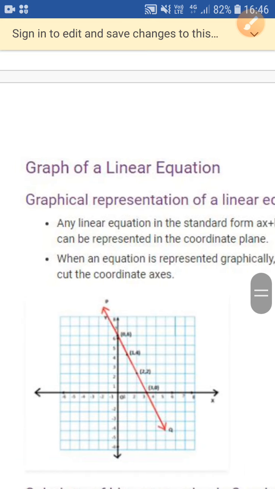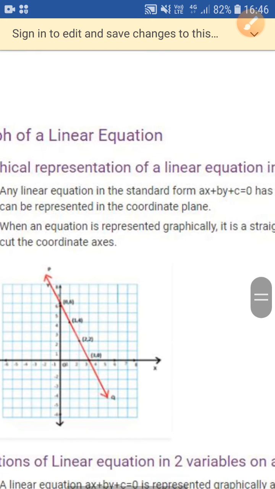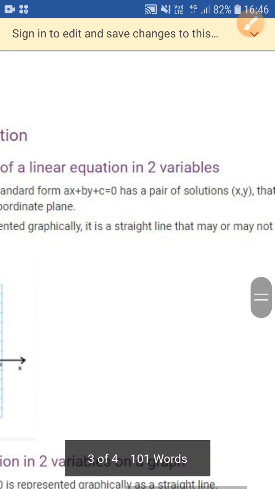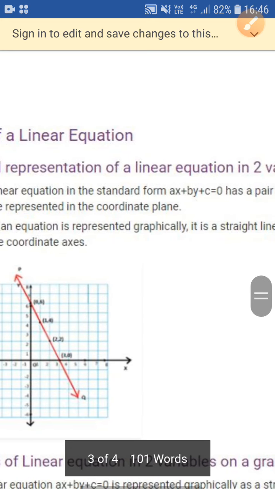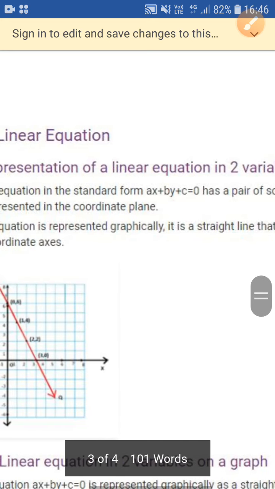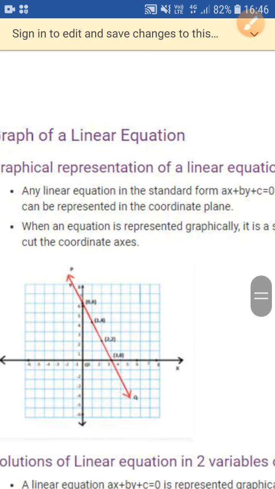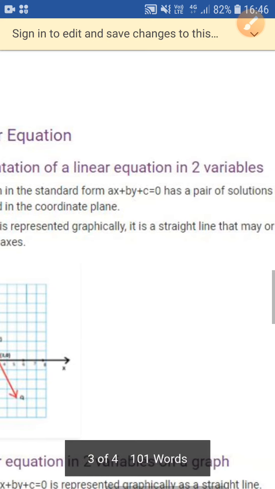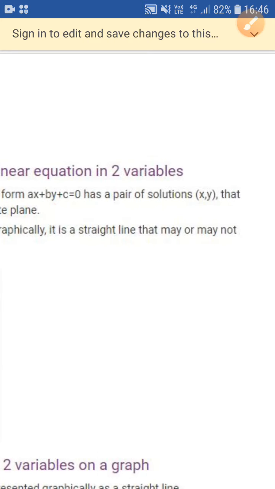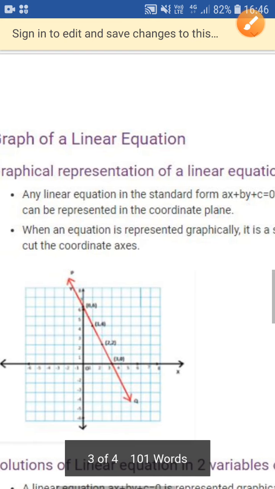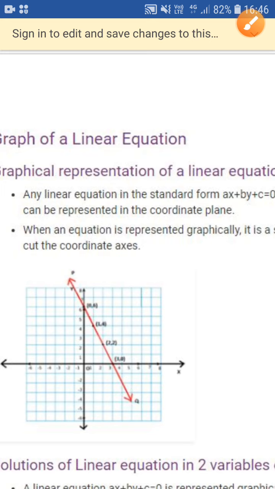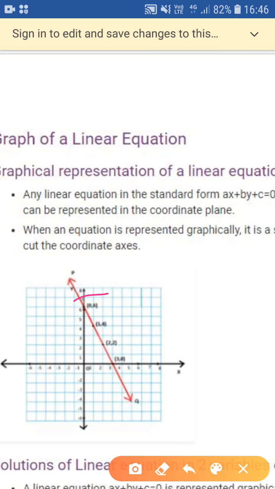Moving on, we have the graph of a linear equation. It means how we graphically represent a linear equation in two variables. Any linear equation in the standard form has a pair of solutions that can be represented in the coordinate plane, and when represented graphically, it is always a straight line that may or may not cut the coordinate axes. As you can see here, this particular line cuts the y-axis at a particular point and the x-axis also at a particular point.